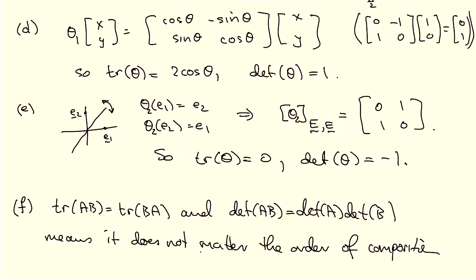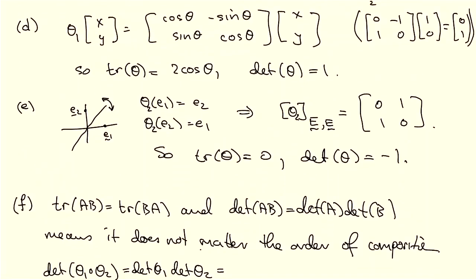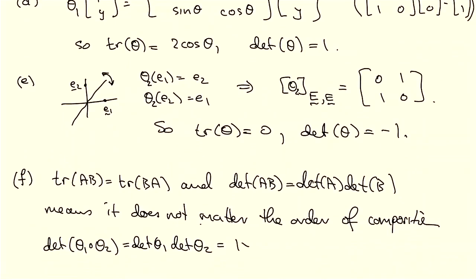So we do have to do a calculation. Anyway, we did use the same basis. We used the standard basis in both questions. In any case, we know that the determinant of θ1 composed with θ2, or the other way round, is just det θ1 times det θ2, and we work that out as something 1 times minus 1.